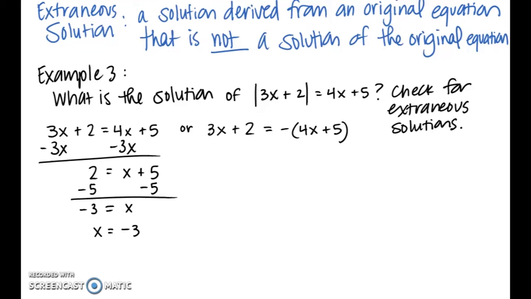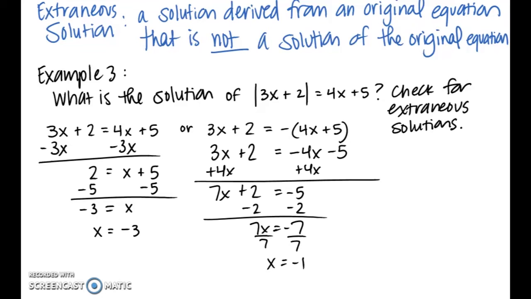Now in the next one, you want to share the negative 1 in front of that parentheses, and we get 3x plus 2 equals negative 4x minus 5. Add 4x to both sides, subtract 2 from both sides, divide by 7, and you get x equals negative 1. So negative 1 is another possible solution. Now remember, in order to check to see if these are extraneous solutions, we need to plug in negative 3 as well as negative 1 into the original equation. So that's what we're going to do now.